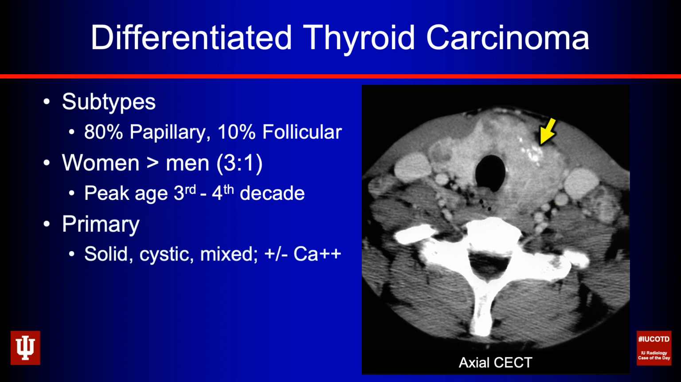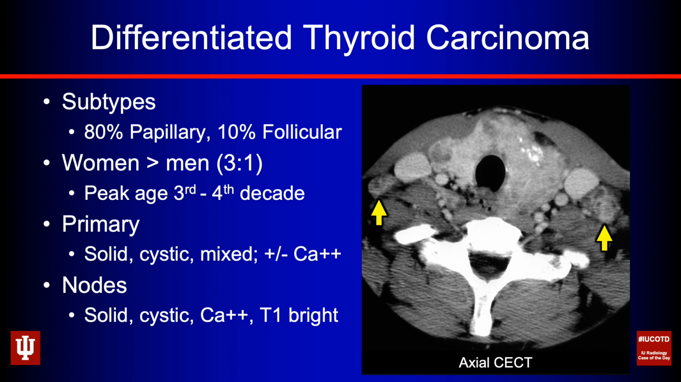The primary tumor oftentimes is solid, but it can have cystic components, or it can be mixed solid and cystic. Not infrequently, it has calcification. You can see this yellow arrow is sort of pointing at that fine curvilinear calcification. But interestingly, the lymph nodes, the metastatic nodes in the neck, look a lot like the primary tumor. Not always, but oftentimes they do.